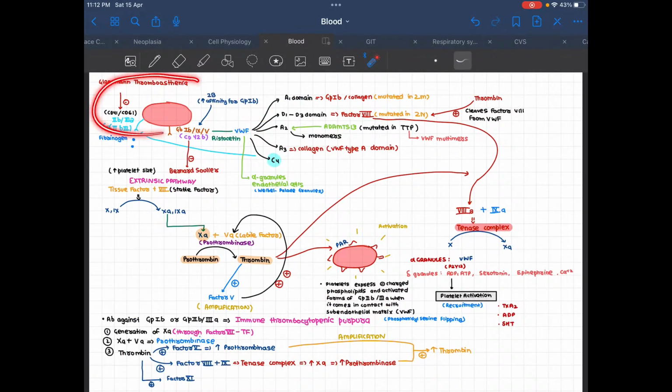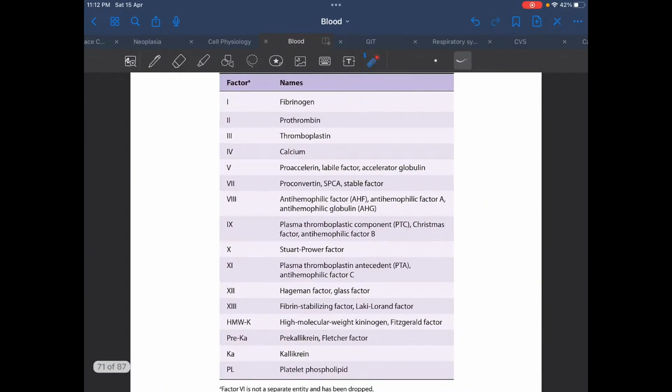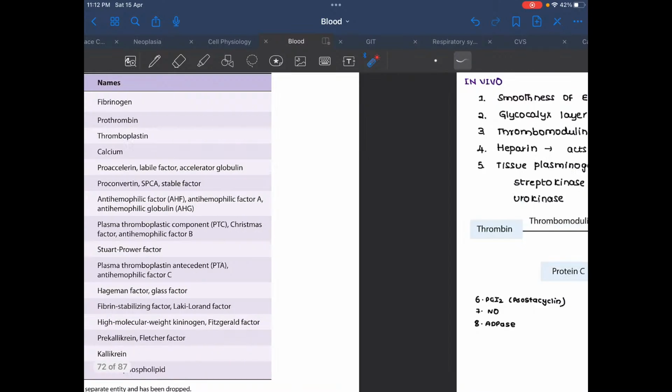We have already discussed Glanzmann thrombasthenia, that is GP2B3A deficiency. This is also known as CD41 and CD61. We even discussed Bernard-Soulier syndrome, in which there was GP1B9 deficiency, and we call it CD42B. All right. And we have discussed all about the activation as well, and all of the amplification as well. So these are the different coagulation factors. You can give them a read. We've already discussed all of them.